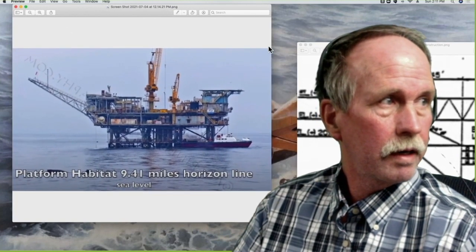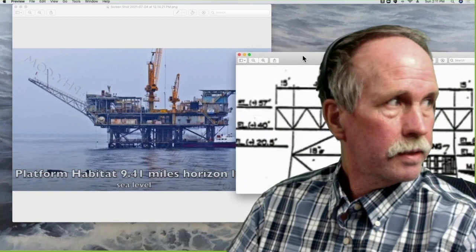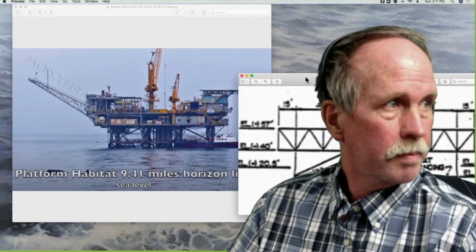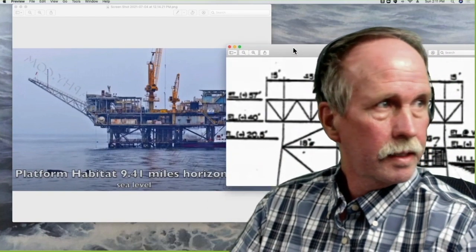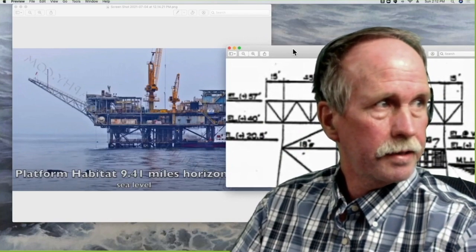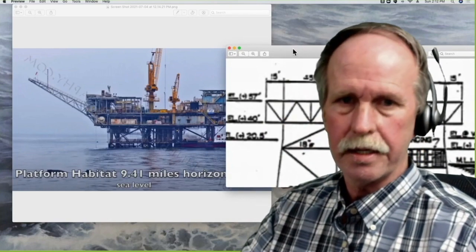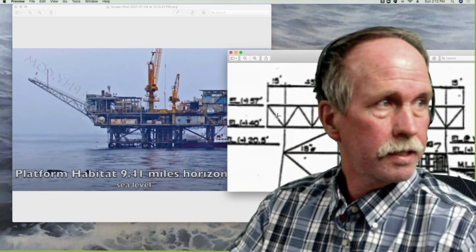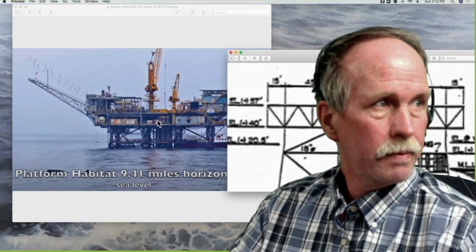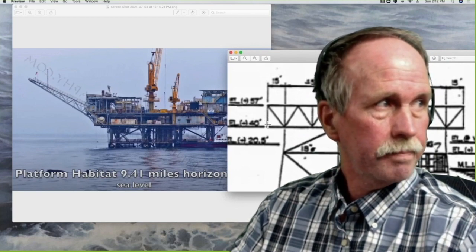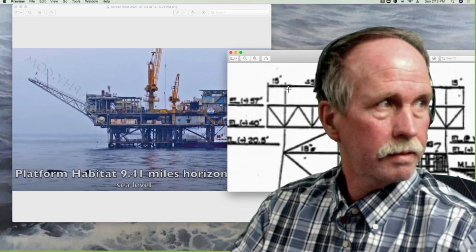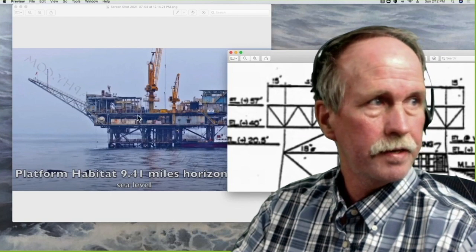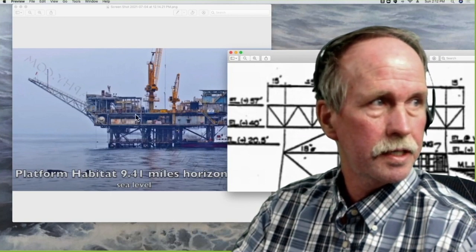Yep. All right. Now, what I want to do is have a comparison with these two here. Whenever you have a discussion, it's always a good idea to start from something that we can all agree on. And that is this area right here, this cross-hatched area. This is the working deck of the platform, and this elevation is 57 feet, and that corresponds to this deck right here.